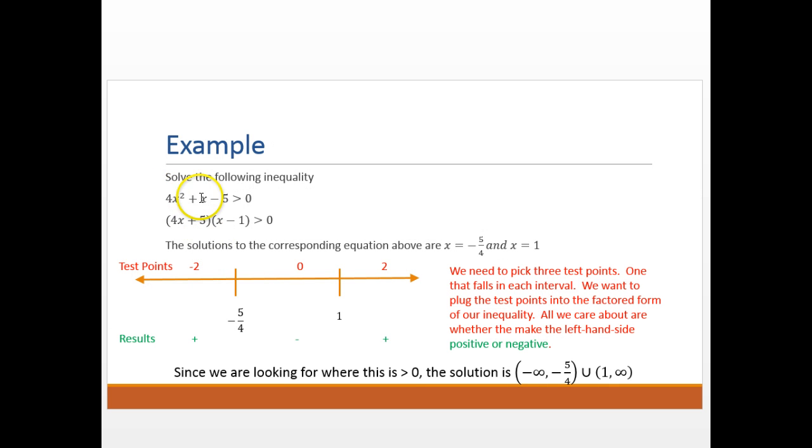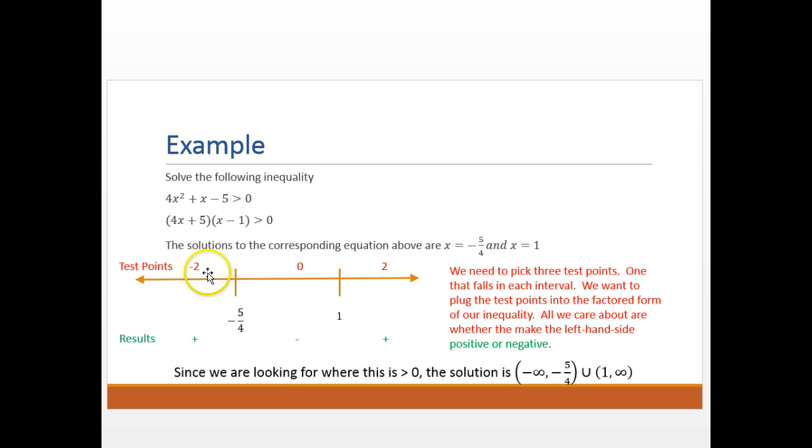We have 4x squared plus x minus 5 is greater than 0. Everything's already on one side, so I'm simply going to factor. This factors to 4x plus 5 times x minus 1 is greater than 0. So the solutions to the corresponding equation would be negative 5/4 and 1. So I'm going to set up a number line. Here's my number line with the numbers negative 5/4 and 1. This gives me three intervals: the interval to the left of negative 5/4, the interval between negative 5/4 and 1, and the interval to the right of 1. All I care about are test points.